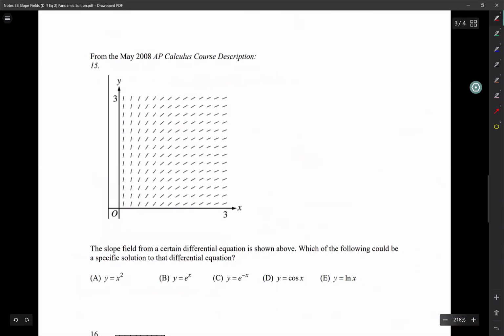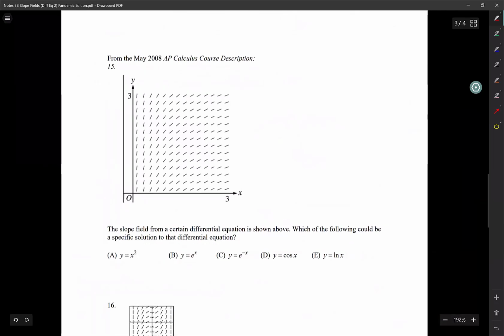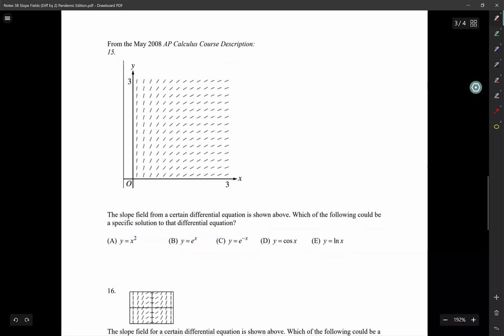From the 2008 AP exam, question 15. It asks, the slope field for a certain differential equation is shown above. Which of the following could be the specific solution to the differential equation? Okay, you're looking at it. Does it look like I have parabolas? I'm not saying that's the answer. Does it look like I have parabolas embedded in there? No. A's out.